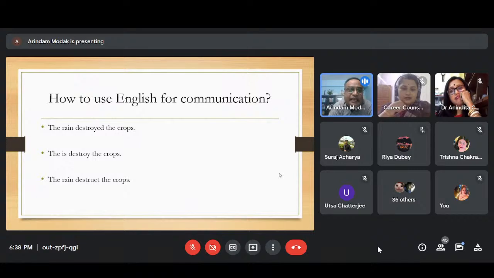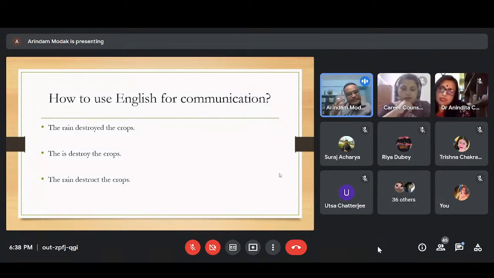But if I say, the is destroyed the crops, or the rain destroyed the crops, you will understand that all these words are there in the English language. Rain, destroyed, crops, or the, destroyed, crops, etc. But this is not a correct sentence. These are not correct sentences. Why not correct? Because I am not following the principles of sentence formation.